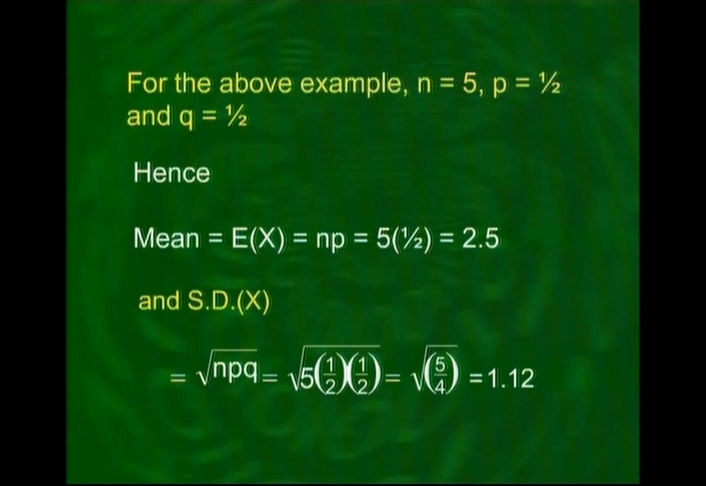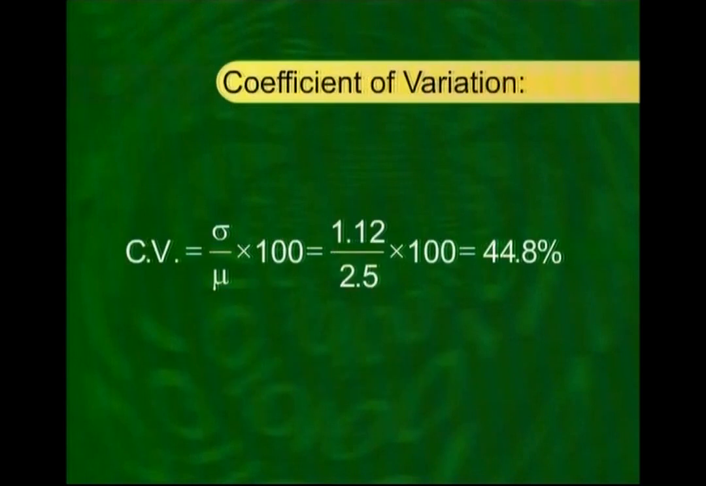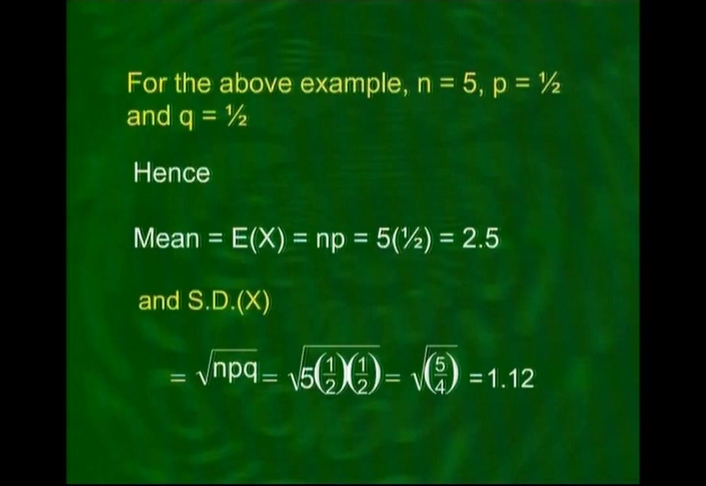When we take the square root of this quantity, the standard deviation of our binomial distribution comes out to be 1.12. Dividing the standard deviation by the mean and multiplying by 100, we obtain the coefficient of variation, which in this particular example comes out to be 44.8%. The binomial distribution that we considered in this particular example came out to be absolutely symmetric. But students, this is not the case all the time.